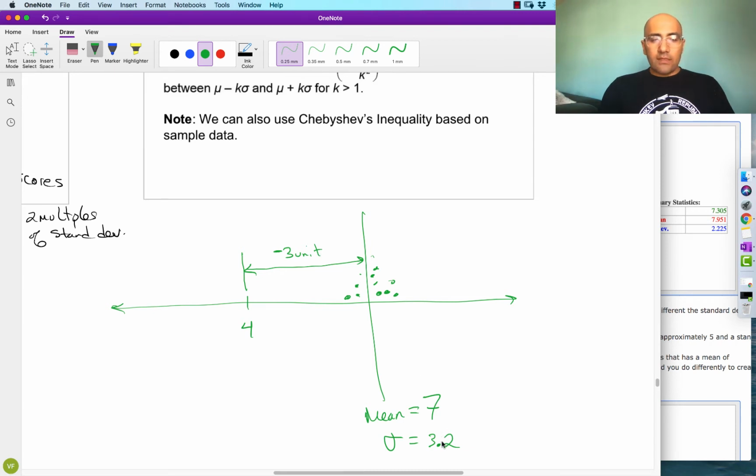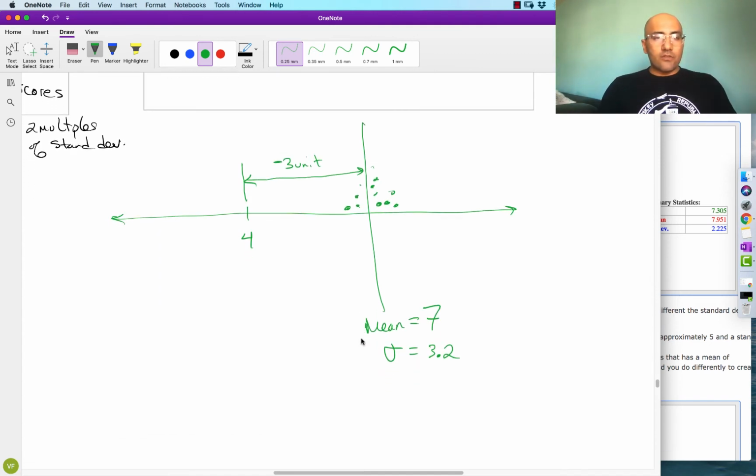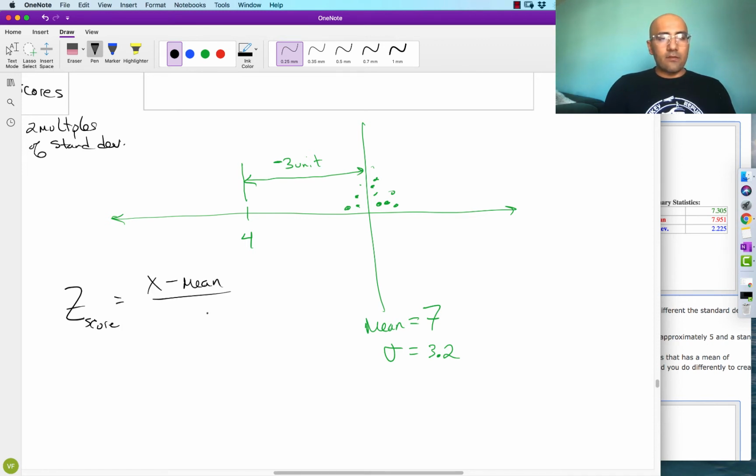So if I'm told that the standard deviation is 3.2, then that means that this distance over here, this -3 units, is a little bit less than 1 standard deviation. Okay, and that's what the z-score is going to be. So let's look at our formula, or let me write down the formula one more time. The z-score is equal to the x value minus the mean divided by the standard deviation.